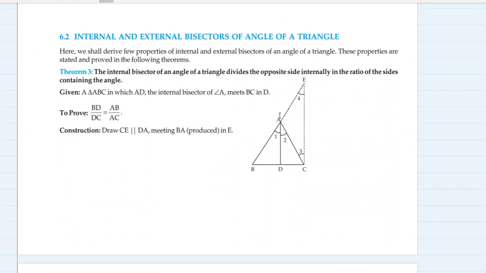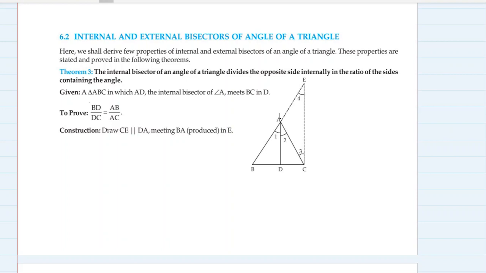Now see internal and external bisectors of a triangle. This is a separate theorem, which is known as the angle bisector theorem. We will prove this one too. I don't know whether this theorem is there in your NCERT or not, but if you know this theorem, there are some difficult, tricky questions based on it that you can solve. So I am going to cover it in my lecture.